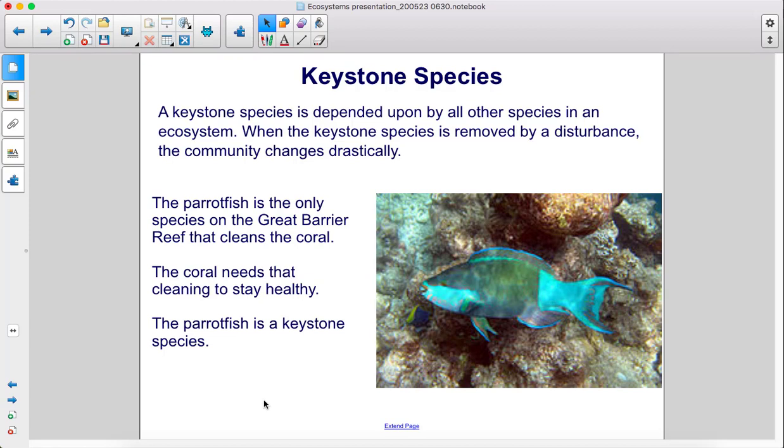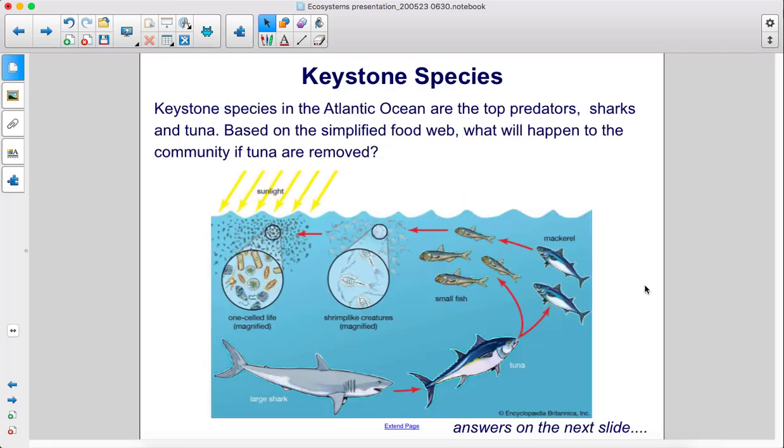The parrotfish is the only species on the Great Barrier Reef that cleans the coral. The coral needs that cleaning to stay healthy. The parrotfish is a keystone species. Keystone species in the Atlantic Ocean are the top predators, sharks and tuna. Based on the simplified food web, what will happen to the community if tuna are removed?